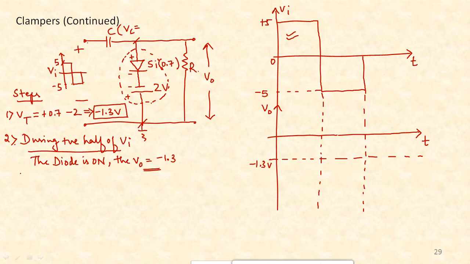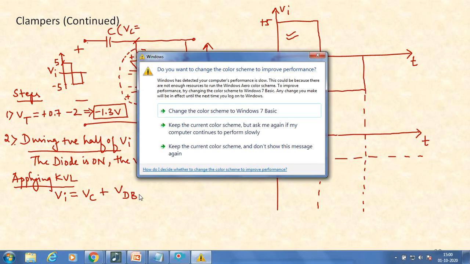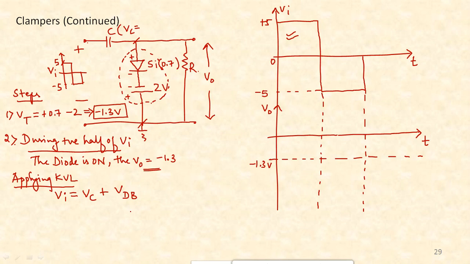What about the voltage stored across the capacitor, which is Vc? Let us try to find out the value of Vc. Applying KVL, what do we get? The input voltage Vi is equal to the voltage drop across the capacitor plus the voltage drop across the combination of the diode plus the battery. Just note down the notation which I have written. V is the voltage across, D stands for diode and B stands for battery, the additional battery. So it is the combined effect of the diode and the battery.